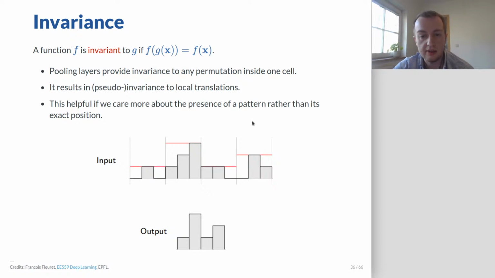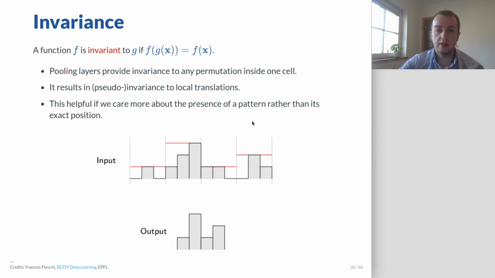Now this is quite nice because this new operation makes it possible to have functions which are now invariant to some operation. And in particular, in the case of pooling, this pooling operation will provide invariance to any permutation inside the pooling area. And that indirectly will result in pseudo-invariance to local translation. So by that we mean, if you just shift the data by just a tiny amount, as long as everything stays within the same pooling areas, the result of the pooling will not change.